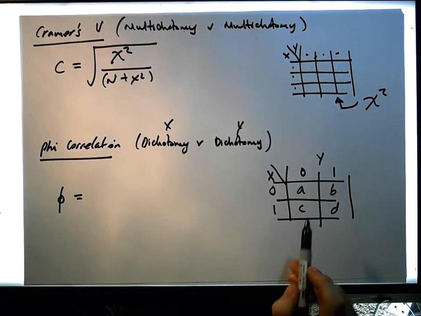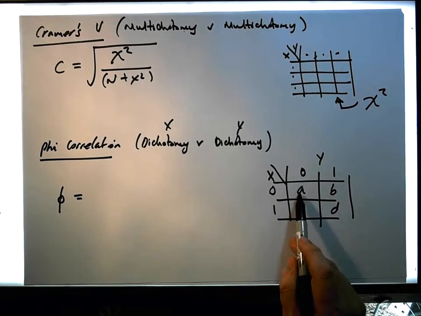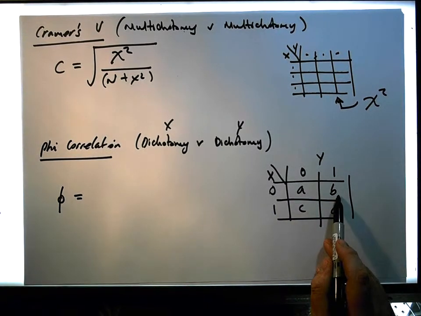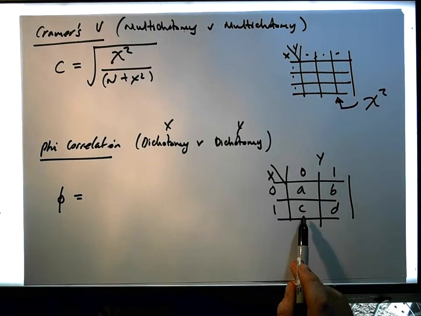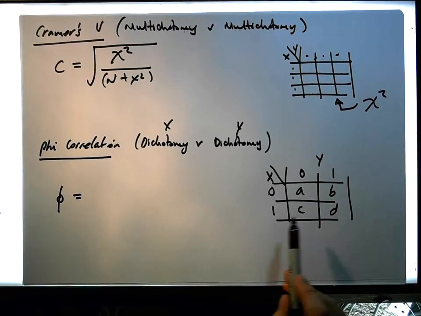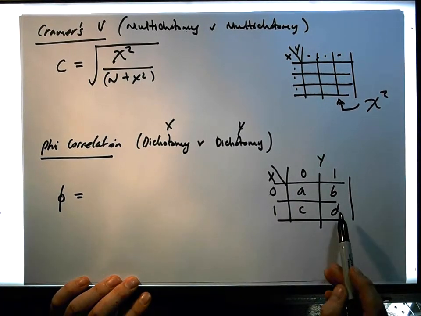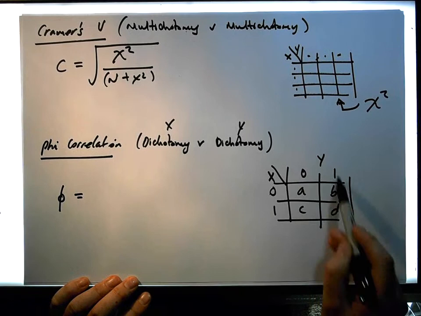But each cell A represents the frequency. How many paired 0s are there in the data set? B represents the frequency of 0s and 1s. C represents the frequency of 1s and 0s, and D represents the frequency of 1 on an X, the presence of the condition on an X, and the presence of the condition on the Y.